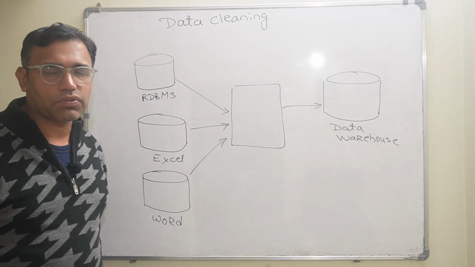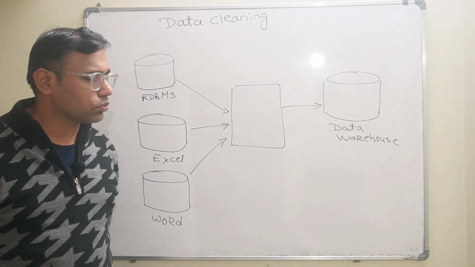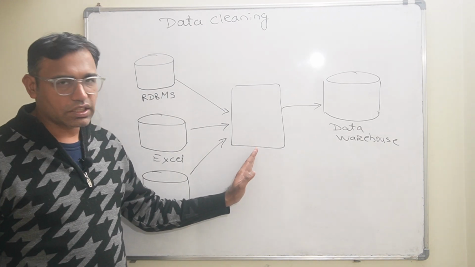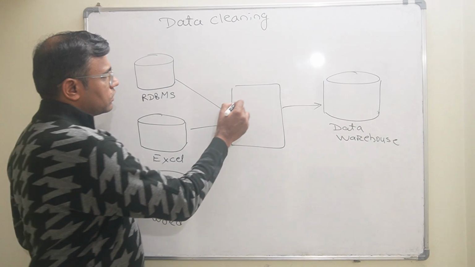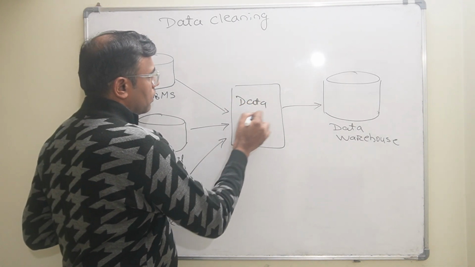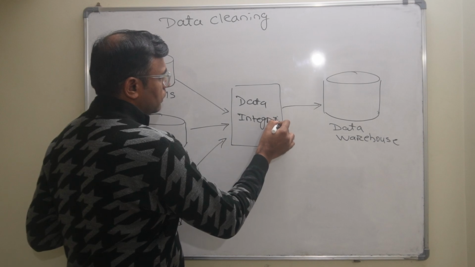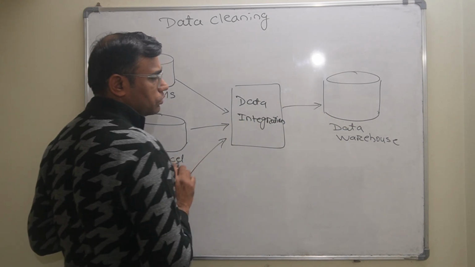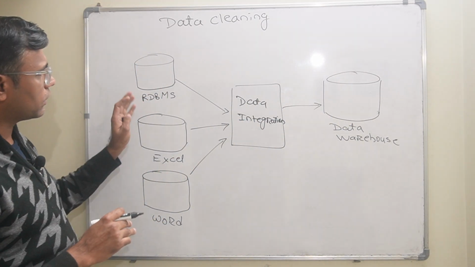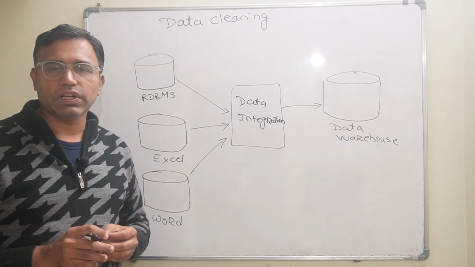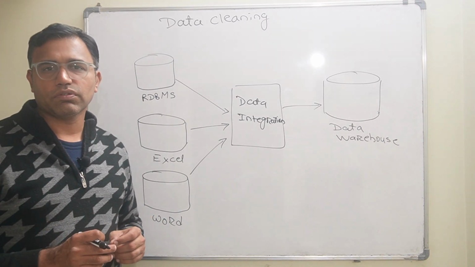Since the data is coming from various sources, we have to integrate it and convert it into one unique format at this stage. So you can say this is data integration, where the data is integrated from various sources and then it is loaded into data warehouse. Now, since the data is coming from various sources, there can be redundant data, there can be duplicate data, there can be missing values.